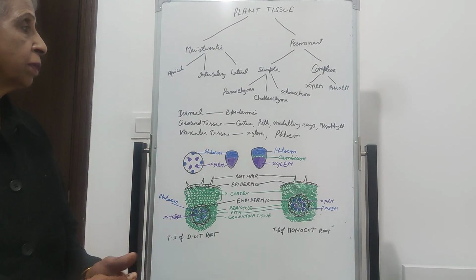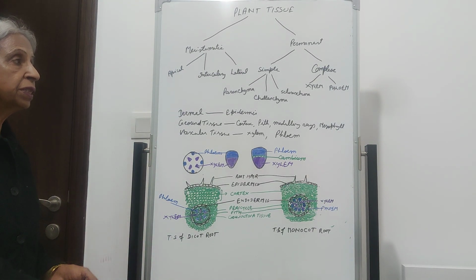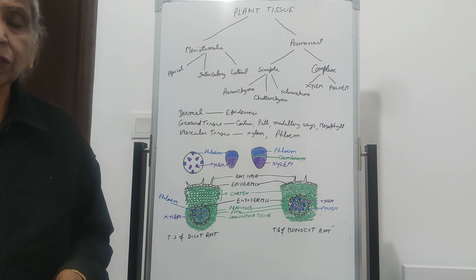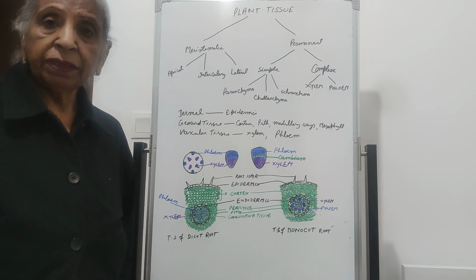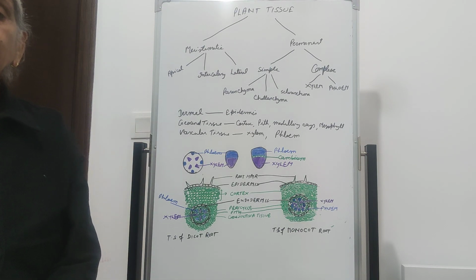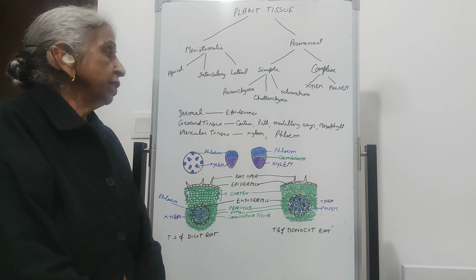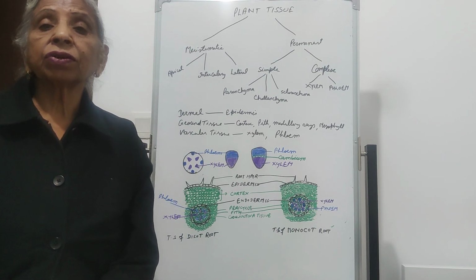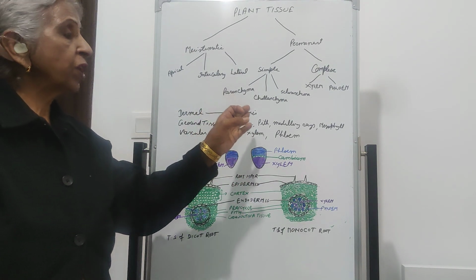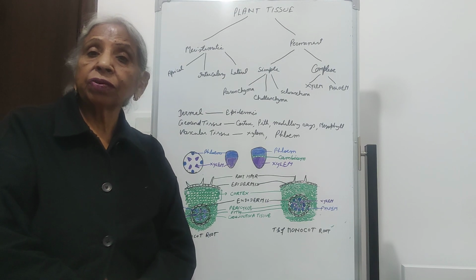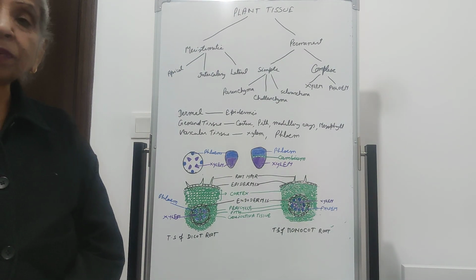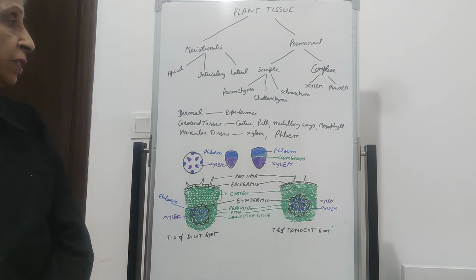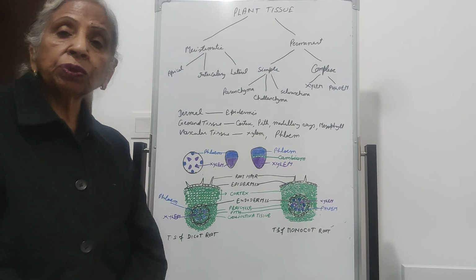In simple permanent tissue, parenchyma and collenchyma are living cells. In collenchyma cells, the walls are thickened, and the thickening is due to hemicellulose, cellulose, and pectin. The thickening is uneven, at the corners. So they provide elasticity to the plant organ where they are present, as in the petiole and the pedicel of the flower, where collenchymatous cells are present.